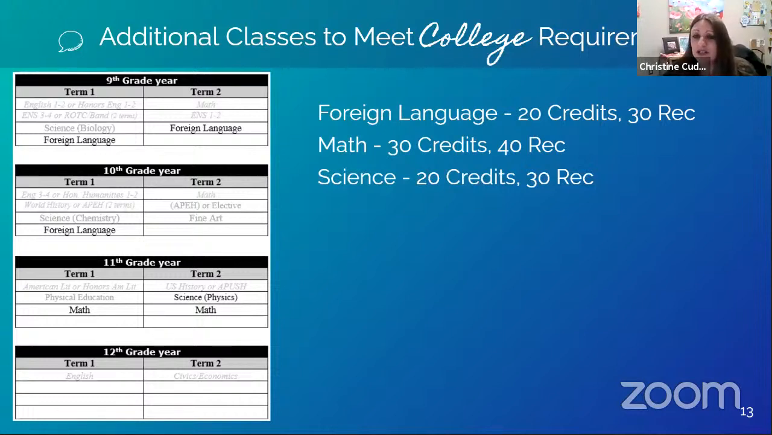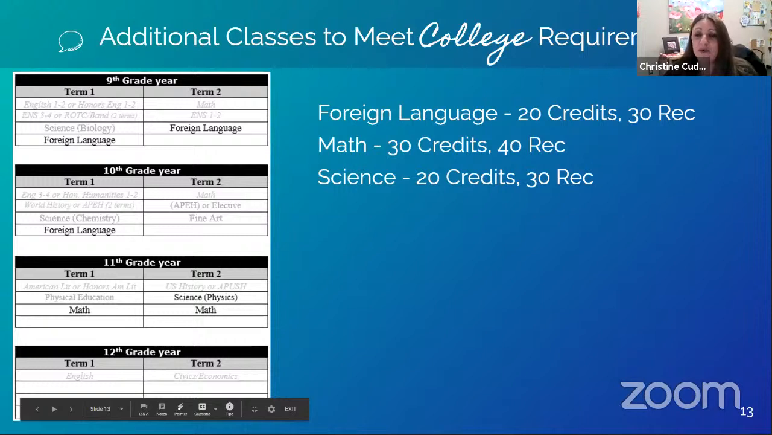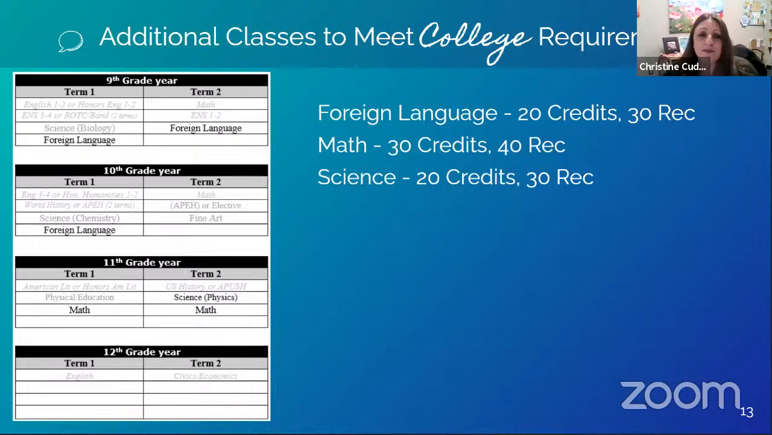So foreign language, that would be 20 credits, 2 language classes, the 1, 2, and 3, 4 level. You would want to put those in. We recommend you do those in consecutive terms. So once you start language, continue through the sequence. So it's good to do them in the same school year. You could do 1, 2 in term 1, and then 3, 4 in term 2.